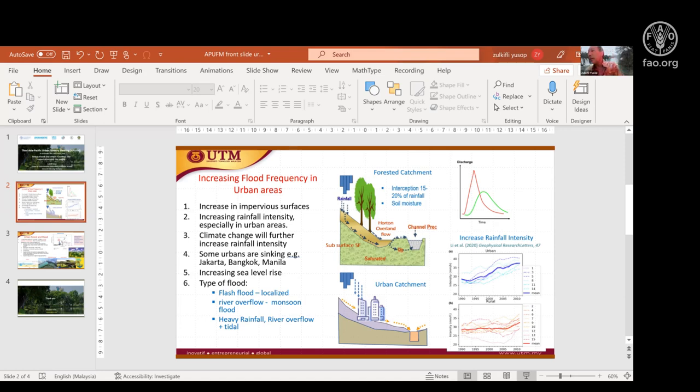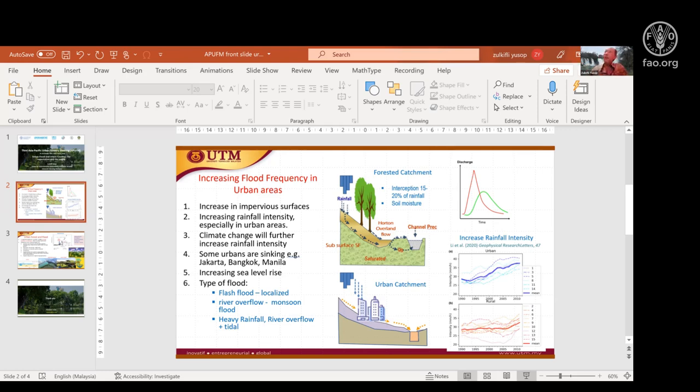Now, in Malaysia, for example, the rise is about 0.08 to 0.29 meters by 2040. But by 2100, it is expected to increase by 0.3 to 1.06 meters, depending on the location. East Malaysia is expected to see larger sea level rise. So basically, all this challenges the management of flood in the urban area.